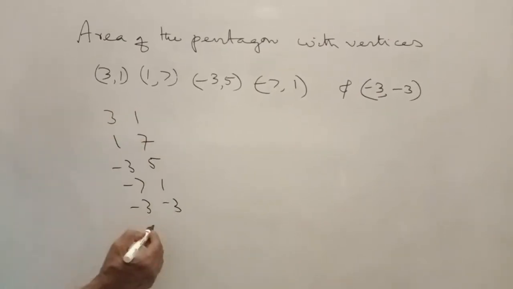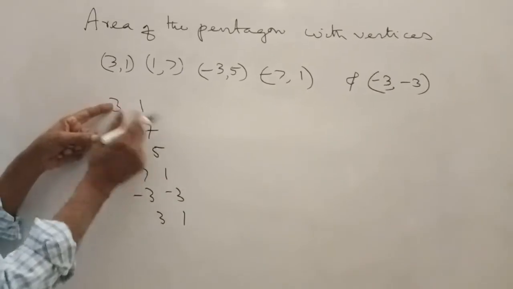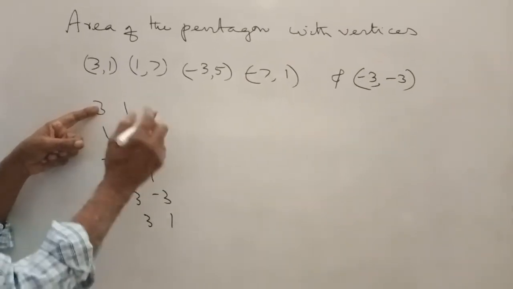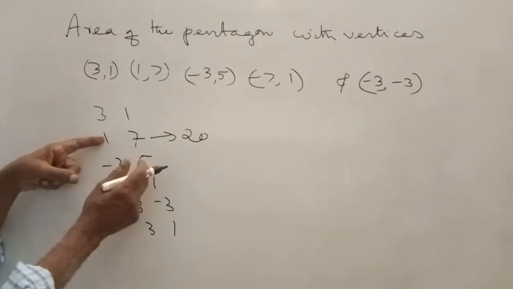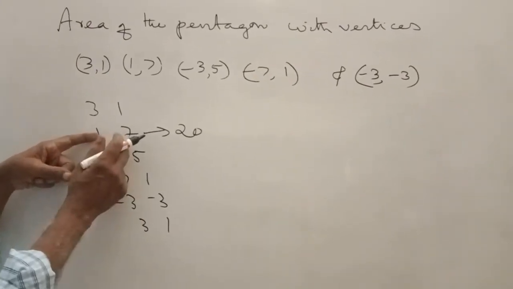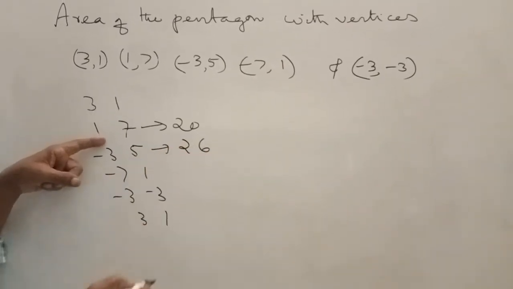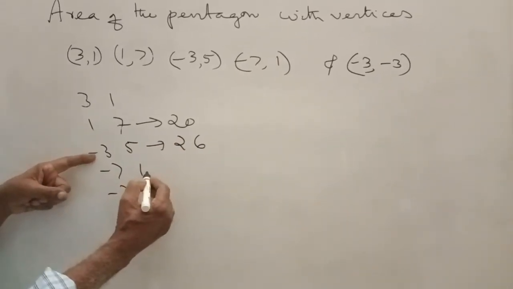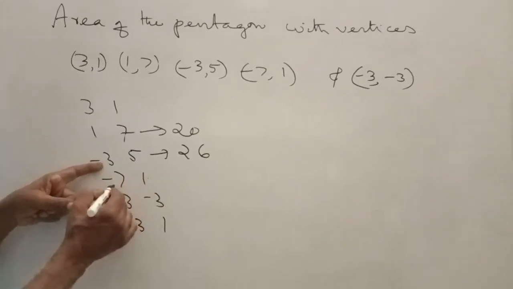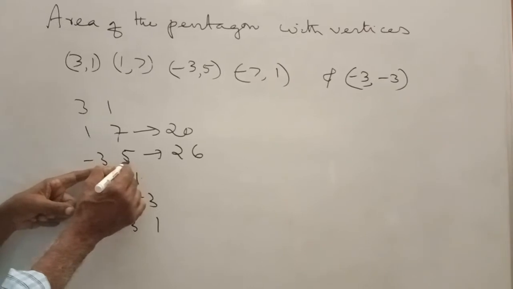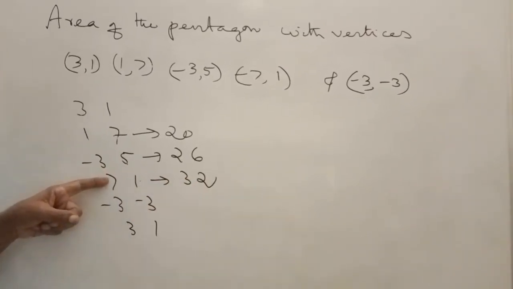We repeat 3, 1. Now, the first determinant: 3 into 7 is 21, minus 1 is 20. The second: 1 into 5 is 5, minus 21; that is 5 plus 21, which is 26. The third one: -3 into 1 is -3, minus 35, that is 35 minus 3, which is 32.